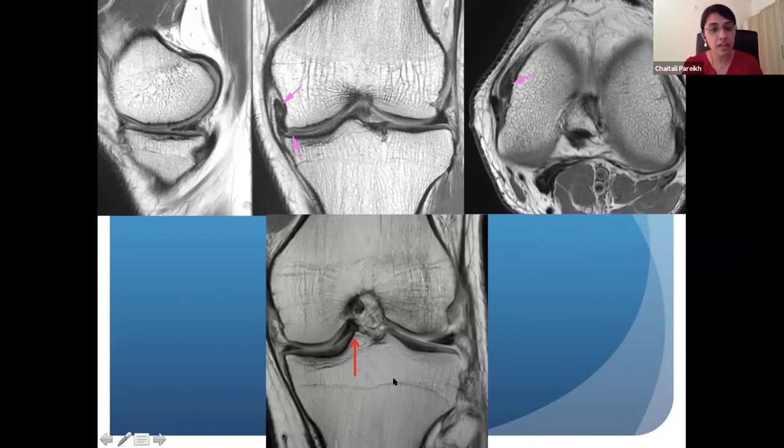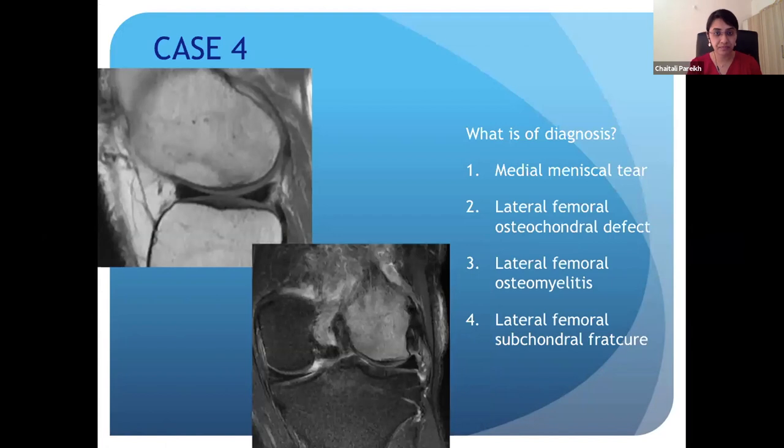How to identify on an MR? You will see a very small peripheral remnant at the level of the body and posterior horn as well as anterior horn and a meniscal fragment which is displaced in the intercondylar notch. So that is important. The fragment should be in the intercondylar notch and the fragment will be communicating with the anterior and posterior root attachments. So this is what is a bucket handle tear.